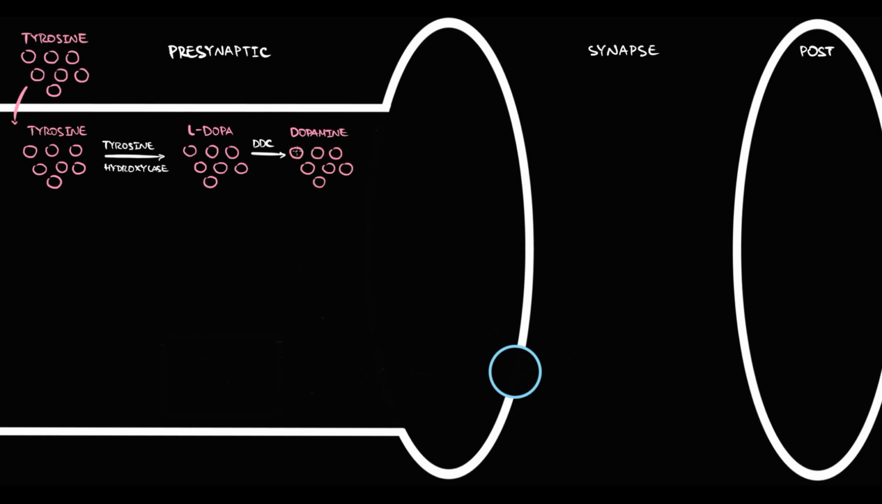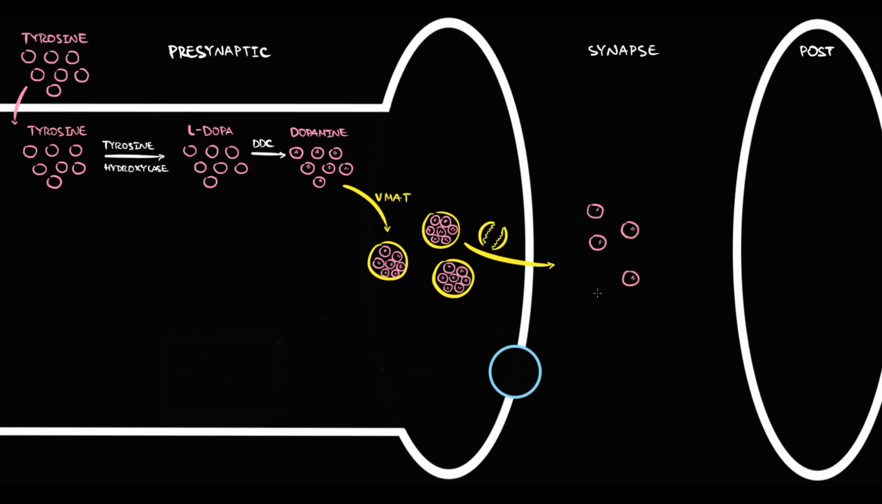Once dopamine is formed, vesicular monoamine transporter puts dopamine inside the vesicles, and inside the vesicles, dopamine is stored inside the neuron. But once depolarization occurs, the neuron pushes vesicle into the synapse. We call this process exocytosis. As a result, the vesicle becomes destroyed, and dopamine molecules come into the synapse.